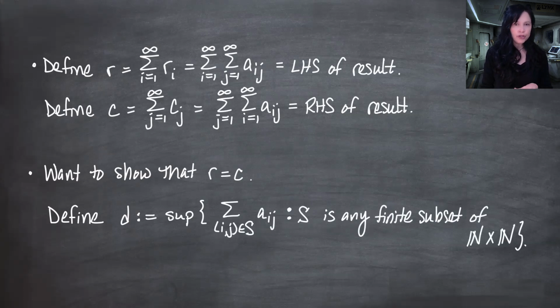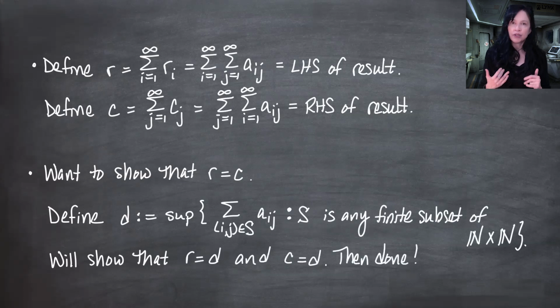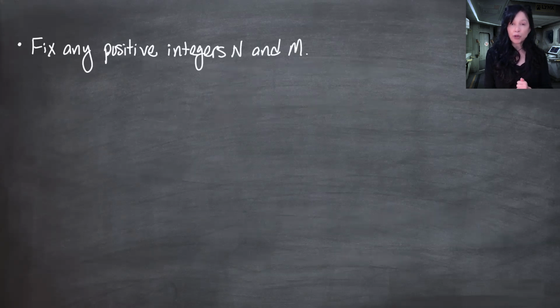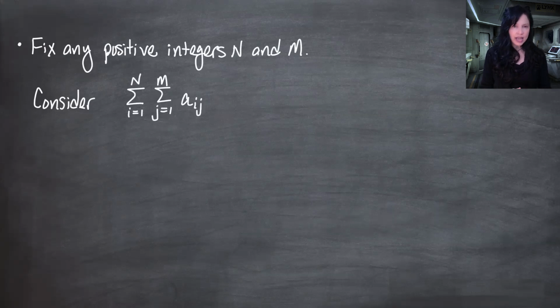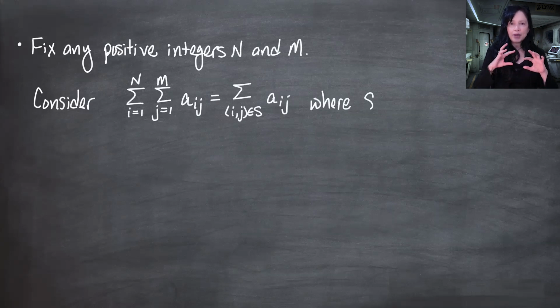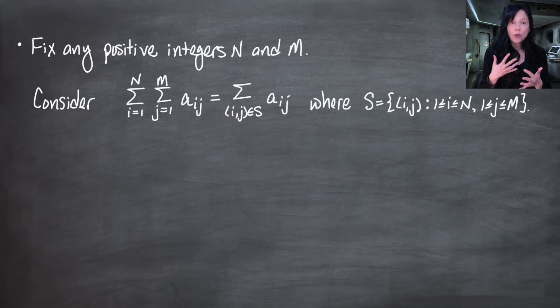And as I said, we're going to show that R equals D and C equals D, and then we're done because then R would have to equal C. So for any positive integers, capital N and capital M, I'd like you to consider the sum as i goes from 1 to capital N of the sum as j goes from 1 to capital M of the Aij. This is the same thing as saying I'm just summing the Aij and taking my i's and j's out of a set S, where S is defined to be the ordered pairs of i's and j's, where the i's run integer valued between 1 and capital N and the j's between 1 and capital M.